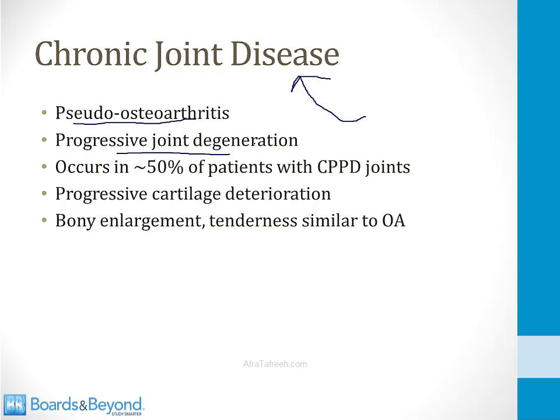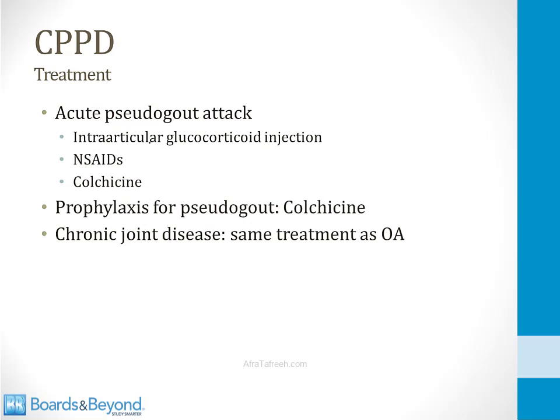Basically, what's happening here is the calcium pyrophosphate deposition in the hyaline cartilage leads to progressive cartilage deterioration over time. And that's the same thing that happens in osteoarthritis. The cartilage degenerates, and that leads to the condition. So these patients can go on to develop bony enlargement and tenderness, all very similar to osteoarthritis. The treatments for CPPD are shown on this slide.